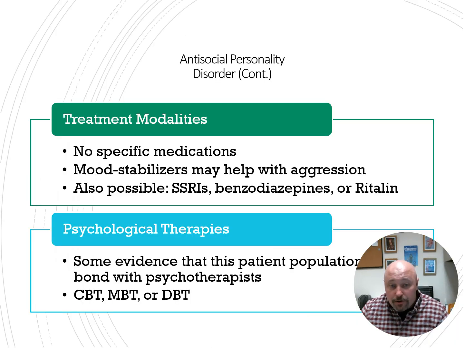For our treatment modalities, there are no specific medications, though these patients will very often have many comorbidities that will have proper medications identified. Mood stabilizers may help with the aggression. You could also possibly consider SSRIs, benzodiazepines, or Ritalin in cases where severe ADHD is a contributing factor. For our psychological therapies, be aware that there is some evidence that this patient population may bond with their psychotherapists.